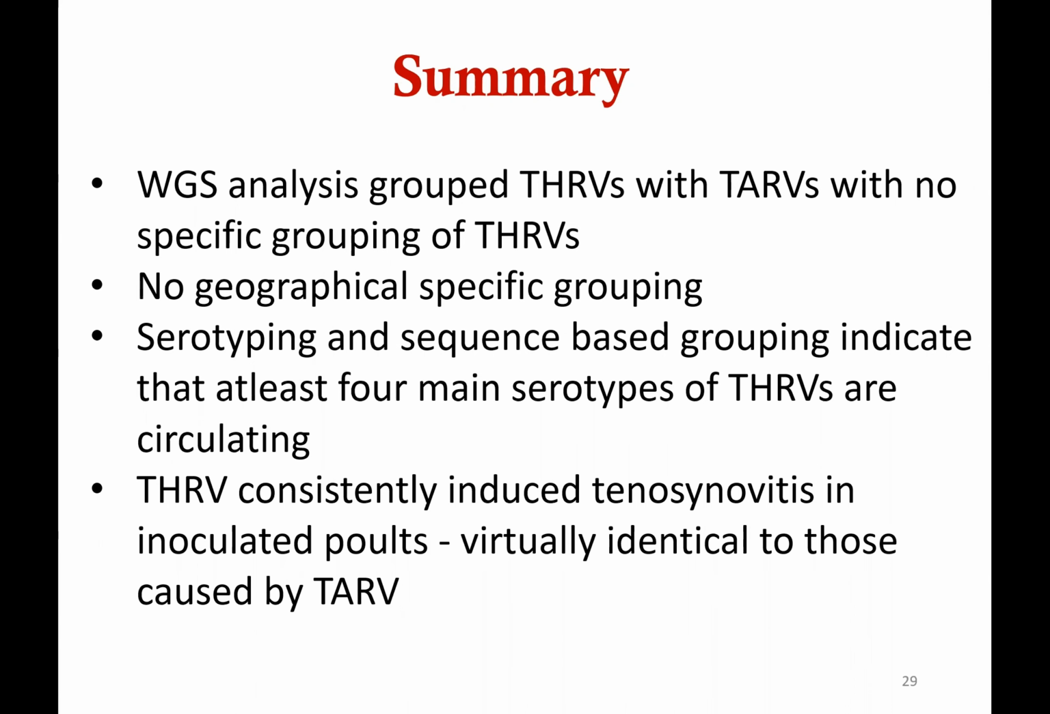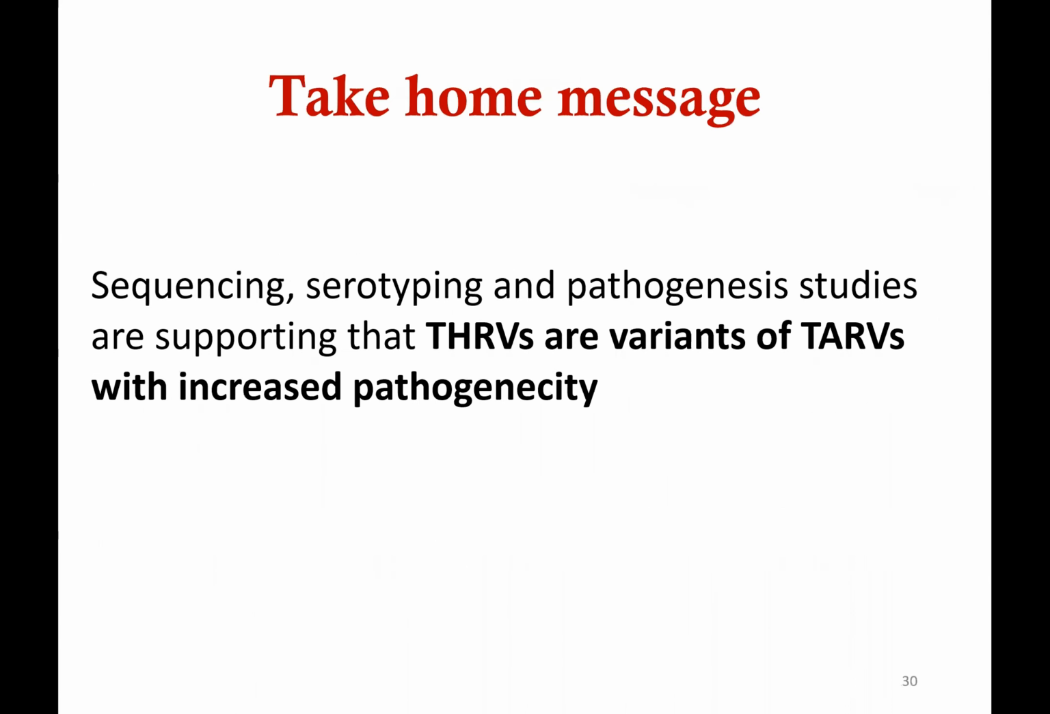So the take-home message from this presentation is that based on all 3 types of studies, sequencing, serotyping, and pathogenesis, it indicates that turkey hepatitis reoviruses are variants of turkey arthritis reovirus with increased pathogenicity. So that means this virus is now able to cause hepatitis at young age and mortality, as well as arthritis or clinical lameness in older age turkeys.